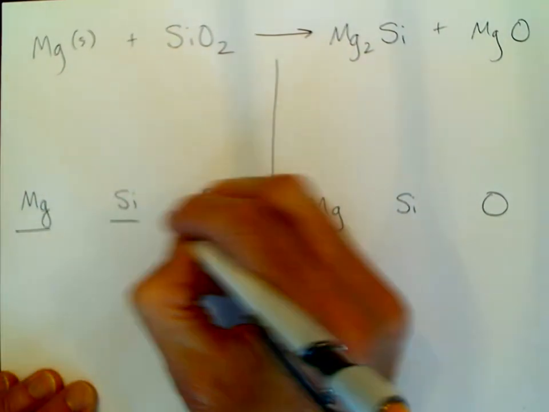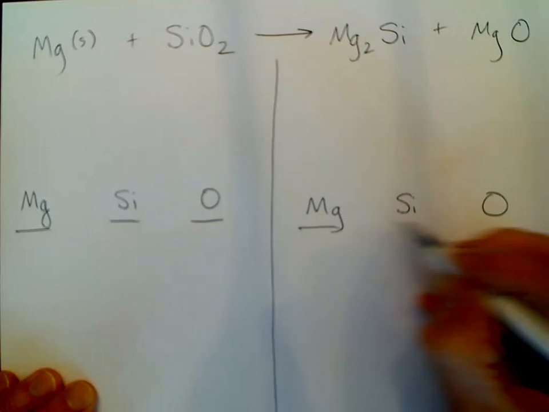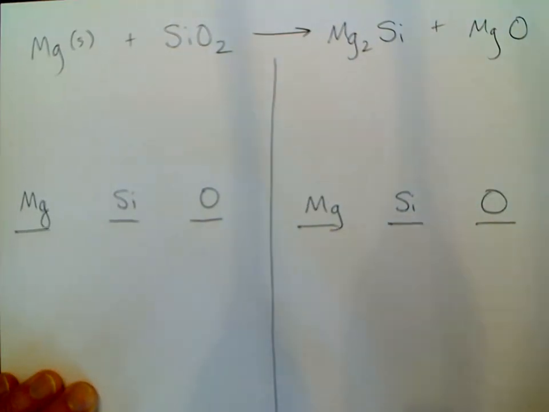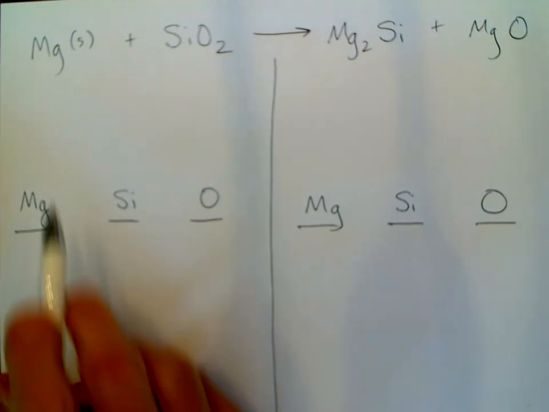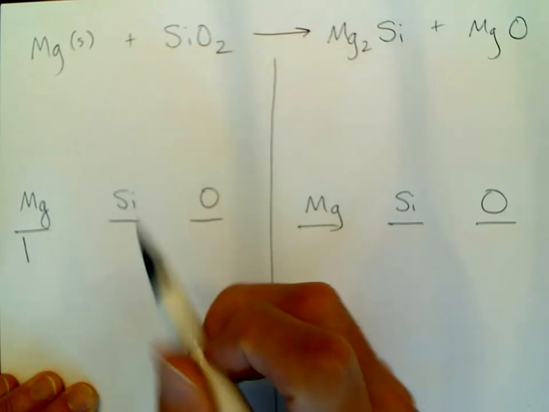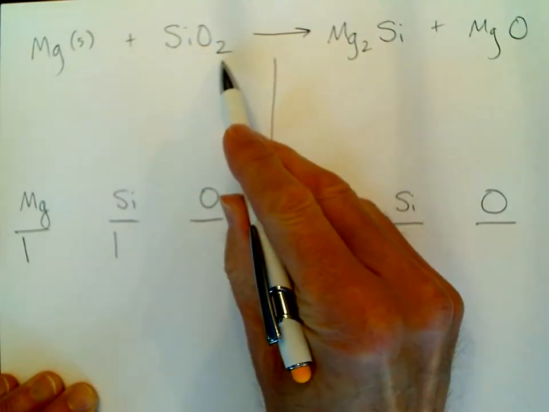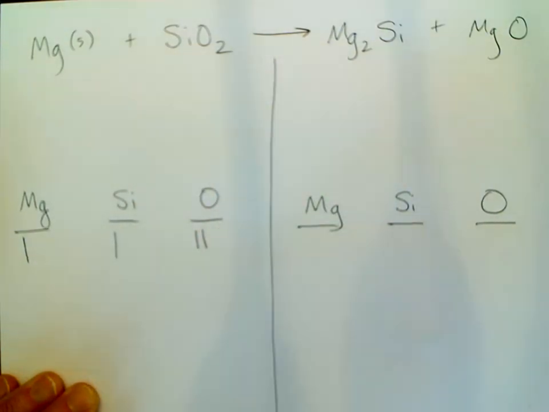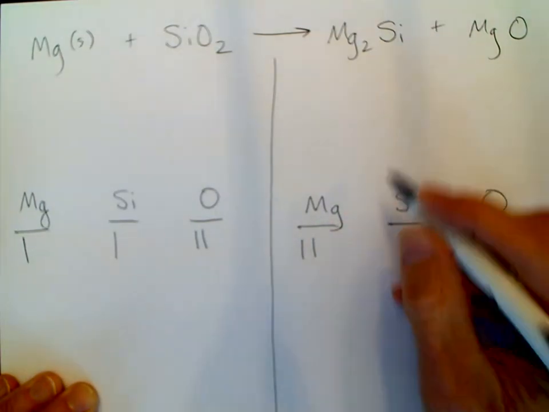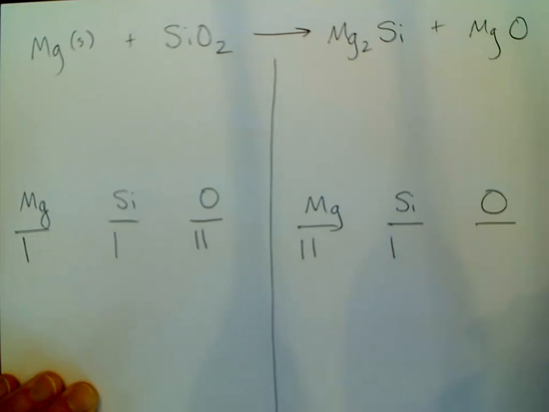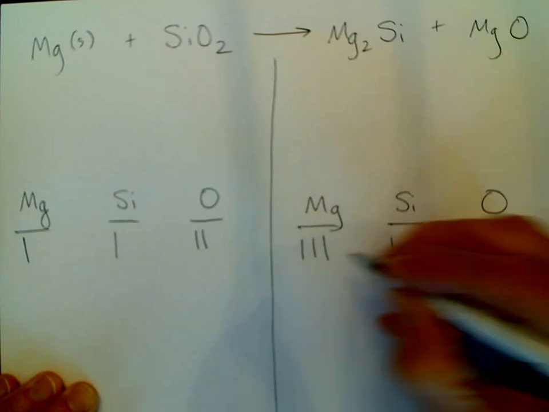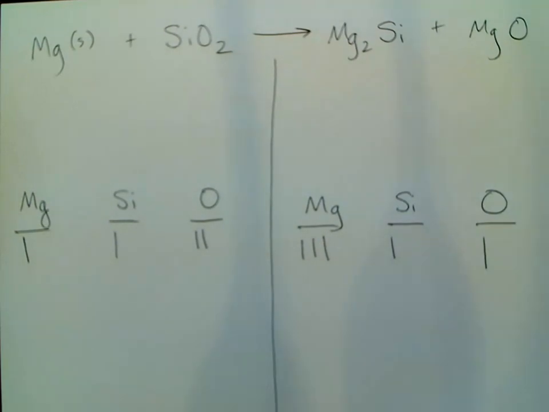So let's just assign, given our equation, how many of each type of atom is on each side as the equation's written right now. Over here, there's one magnesium atom. There's one silicon atom. And notice there's two oxygen atoms. So I'm going to make 2 marks for the oxygen. And on this side, it looks like I have 2 magnesium atoms. I have a silicon atom. Oh, I have a third magnesium. See it over here? I better pop that one here. And I have a single oxygen.